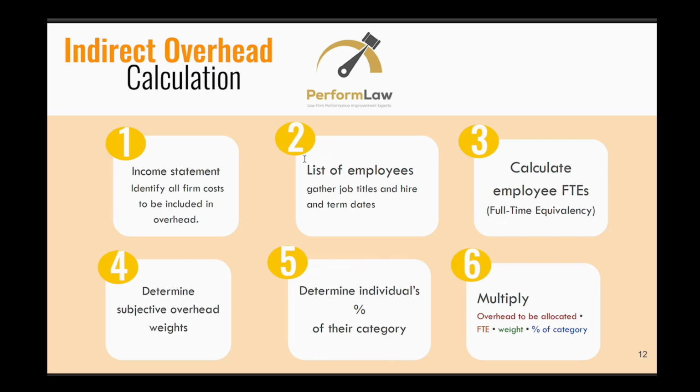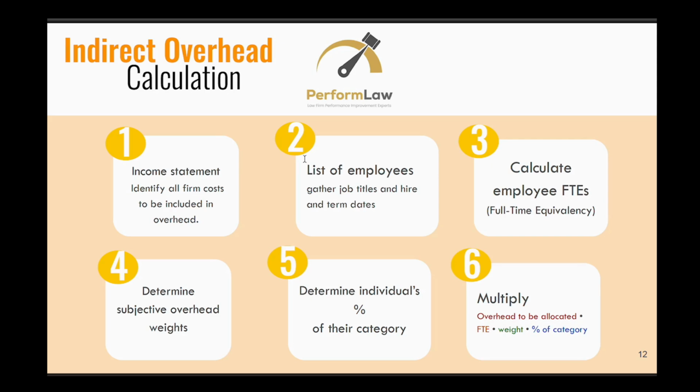Then, step 2, you get your list of employees that you want to calculate overhead for. You use their job title information and their hire and term dates. Their hire and term dates are important because step 3 is to calculate employee FTEs, and all that is the proportion of the year that the person was present. It doesn't have to be a year. You can take an FTE of a month even, but just using the example of a year, if somebody was present for half the year, then their FTE would be 0.5. So that's what an FTE is.